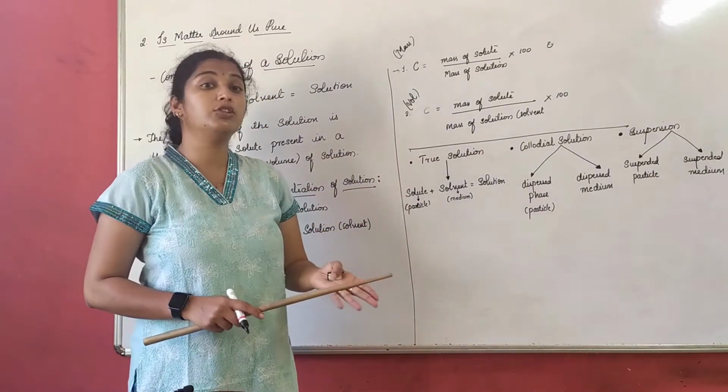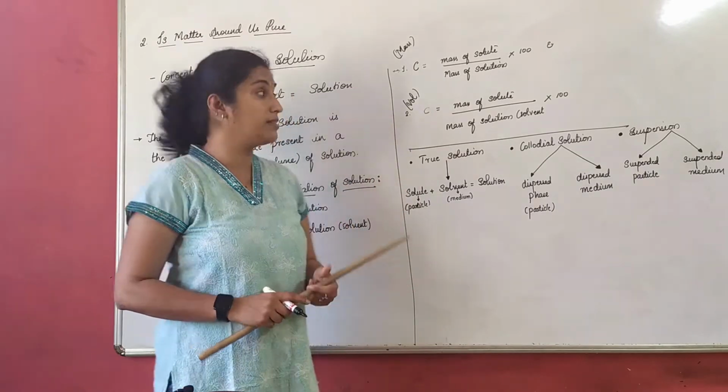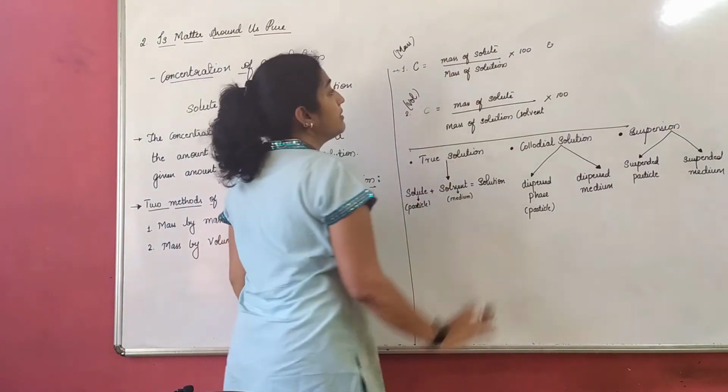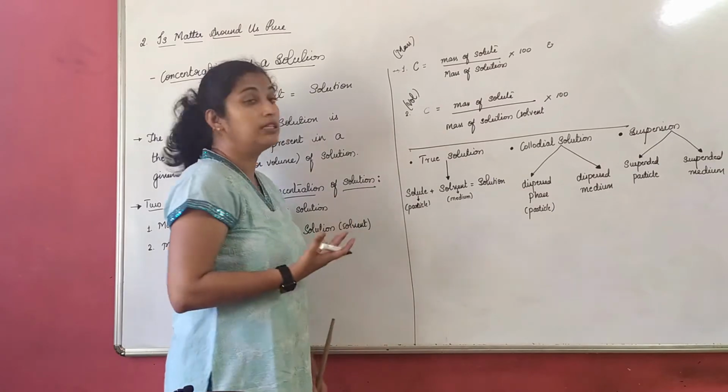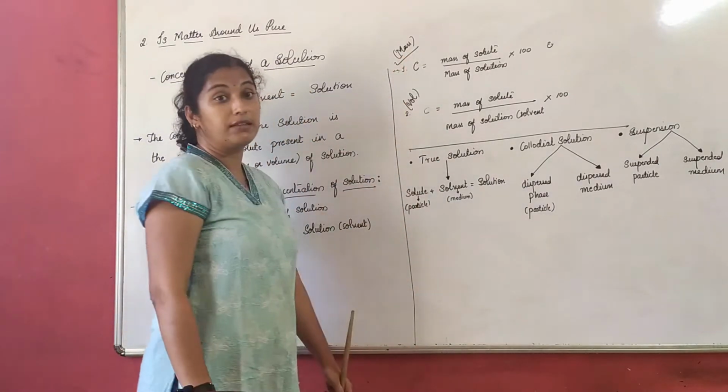We will not touch the numericals. We will do the numericals once we start with our regular classes. So, mass of solute divided by mass of the solution, into 100. This is the mass by mass method.